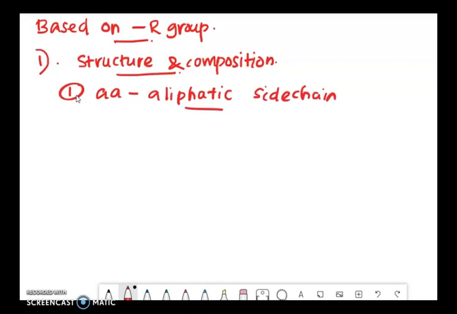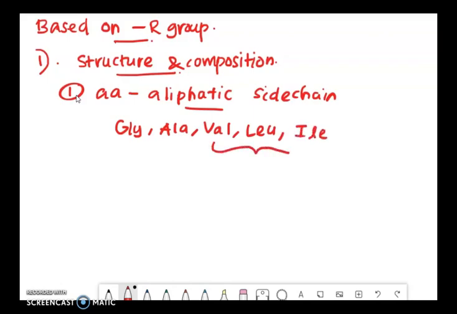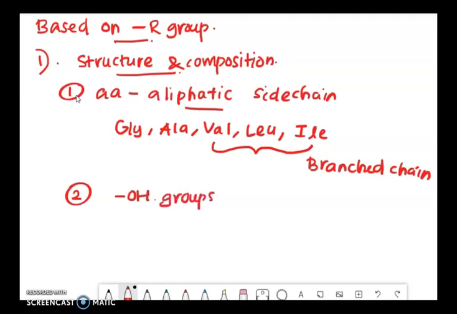Okay, what are the amino acids included under this category? They are glycine, alanine, valine, leucine, isoleucine. These three amino acids have branched chain in their R group. Second one, amino acids having hydroxyl groups. What are those? They are serine, threonine, tyrosine.